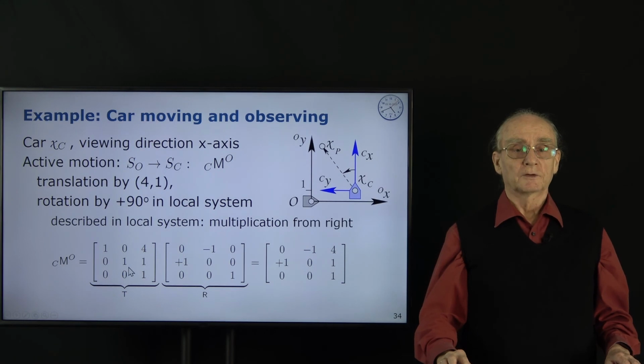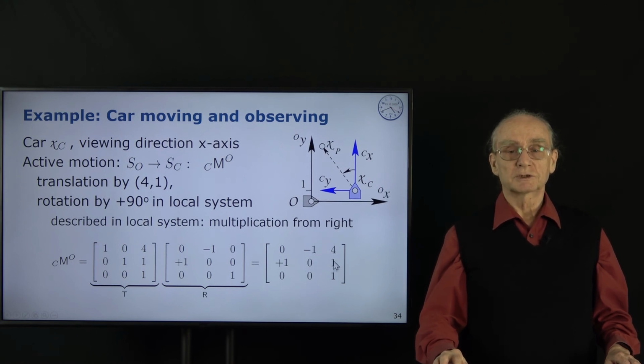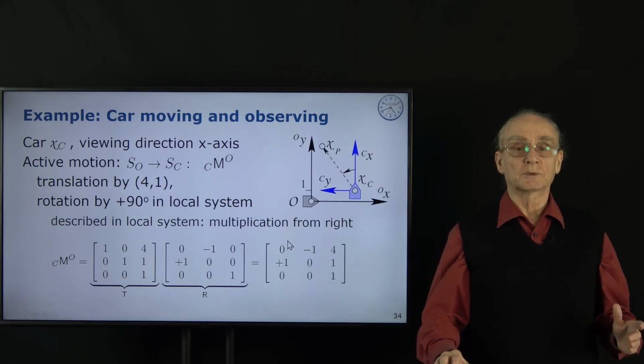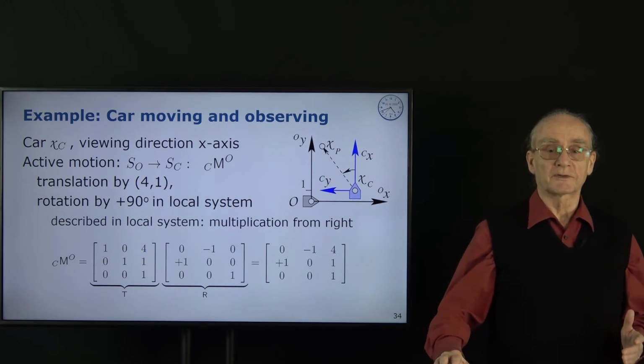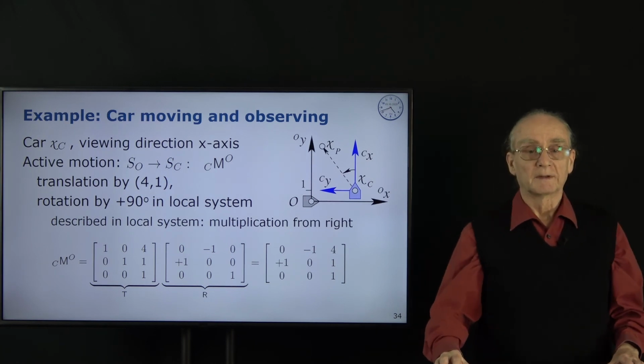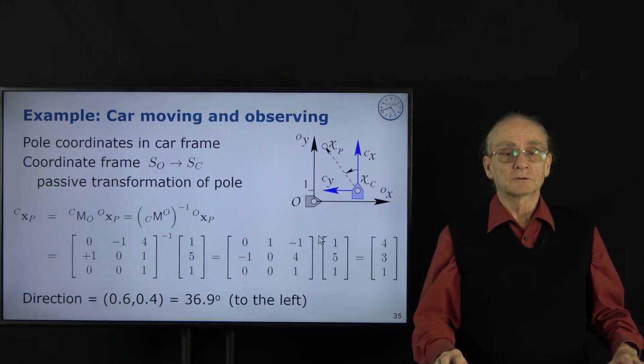So the combined motion from the origin, the car at the origin, to the car at this current position is the product of these two matrices, which is this matrix. You see here the position of the car in the last column, and here you see the direction of the axes: 0, 1 for the x-axis, that is in this direction, and -1, 0 for the y-axis. So this is the first case. We now know how to describe where this car sits in this coordinate system O. Now go to the next step.